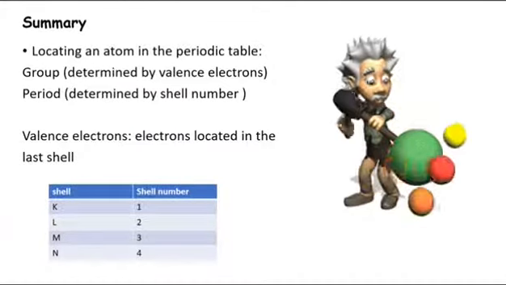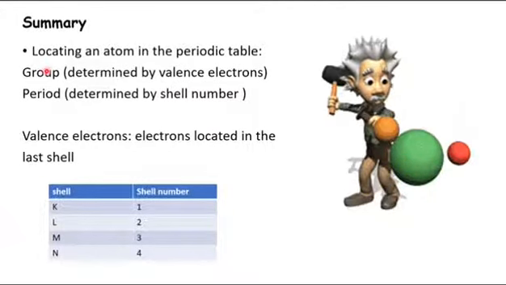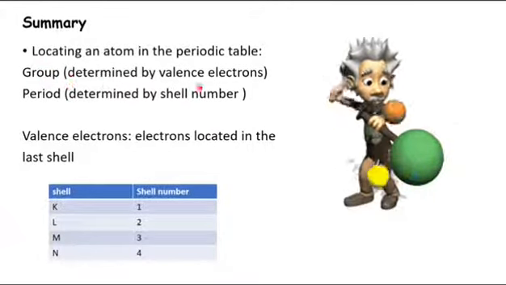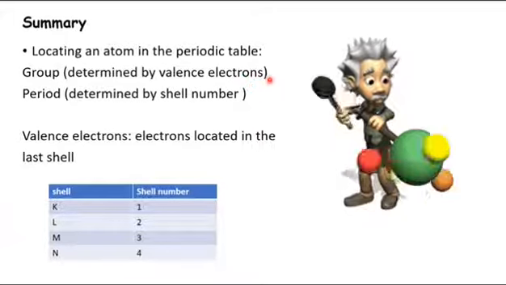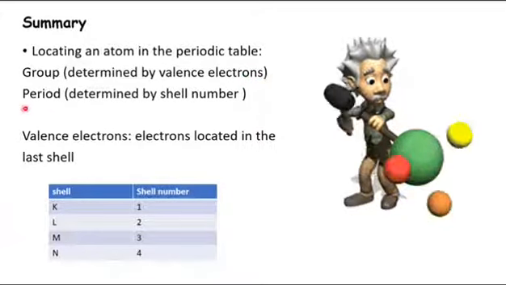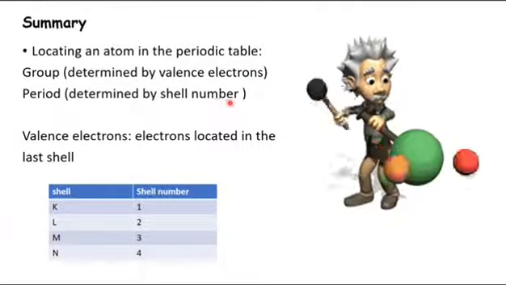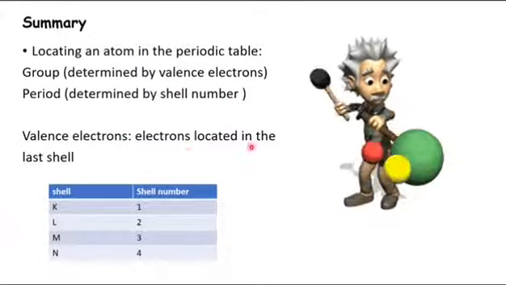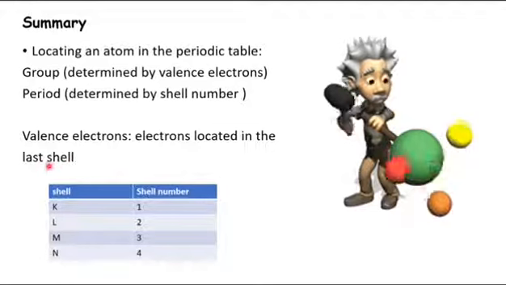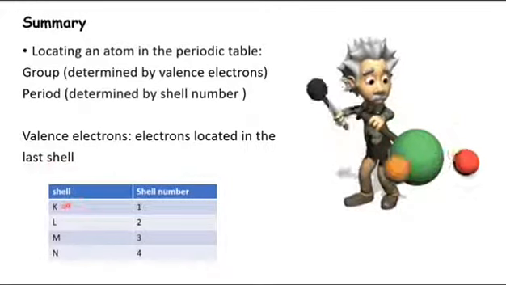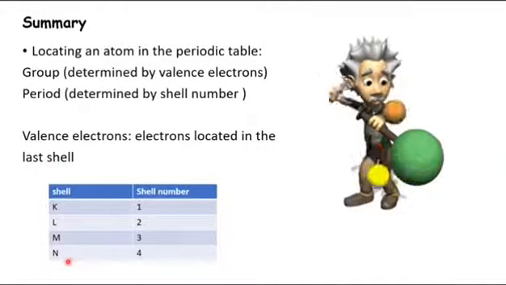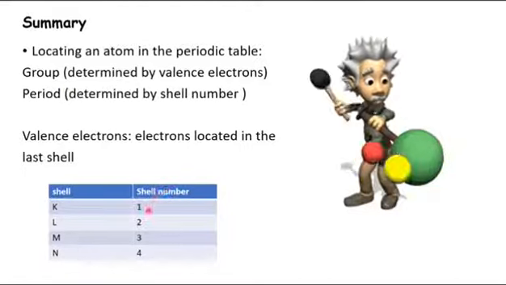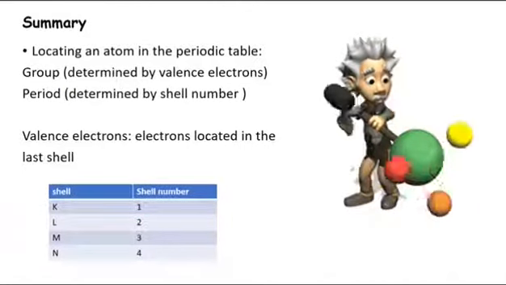Summary. When locating an atom in the periodic table, the group is determined by the valence electrons, which are the electrons located in the last shell, and the period is determined by the shell number. Also, valence electrons are the electrons located in the last shell. And lastly, we recall we have 4 shells, K, L, M, and N, and their shell numbers are 1, 2, 3, and 4 respectively.